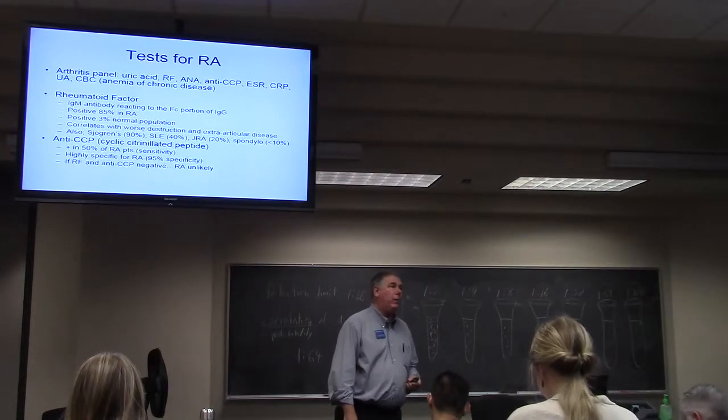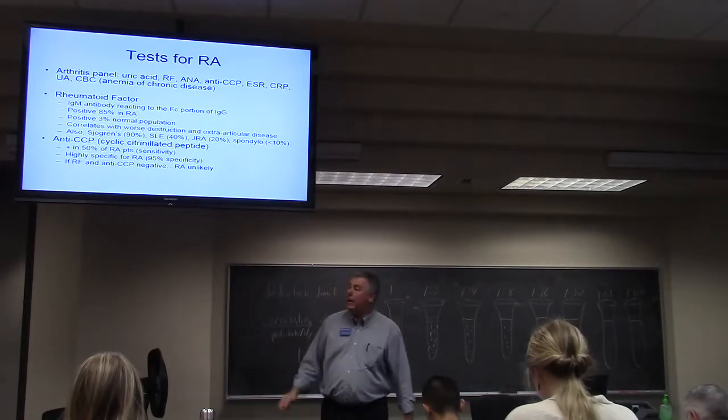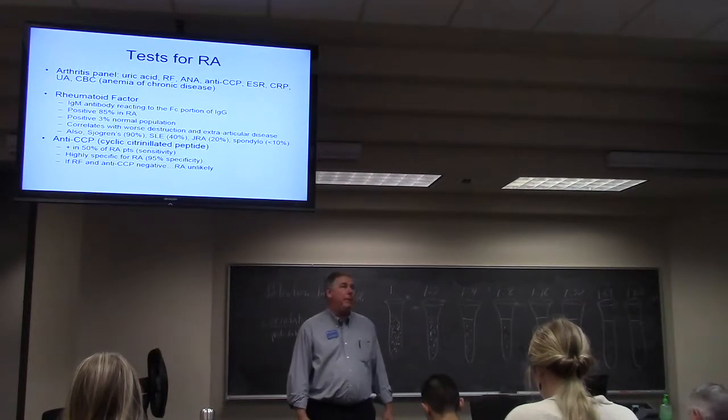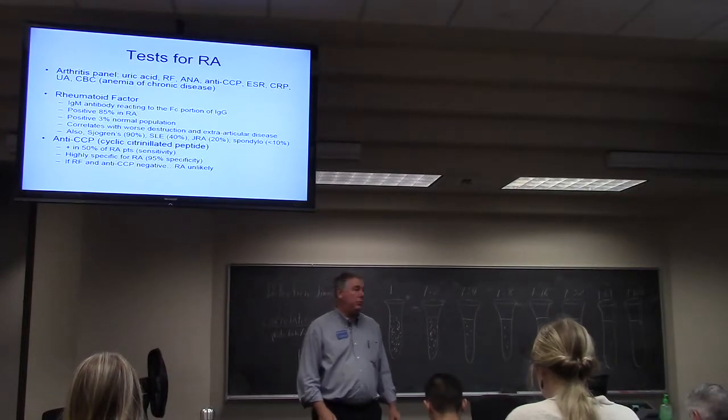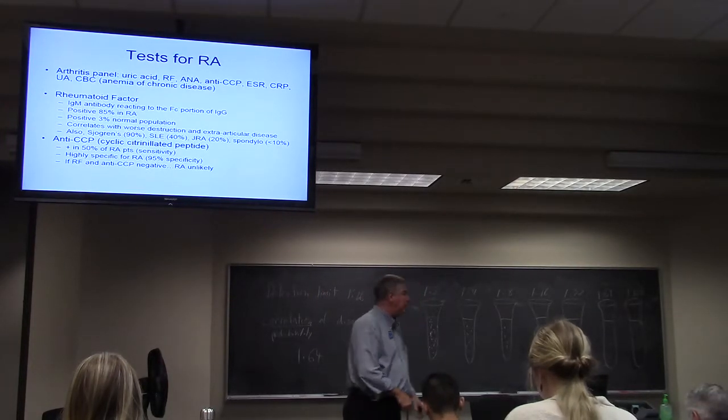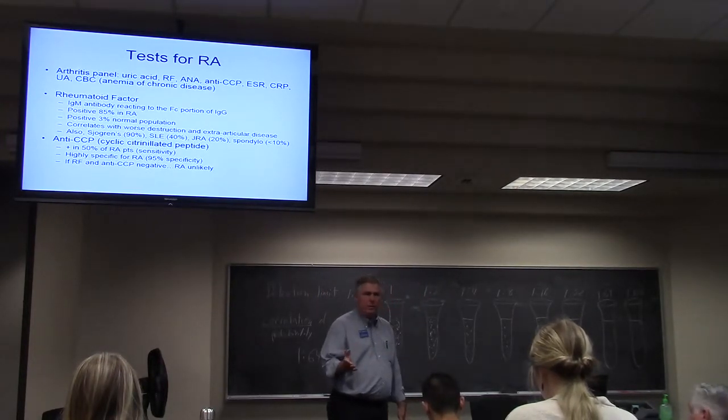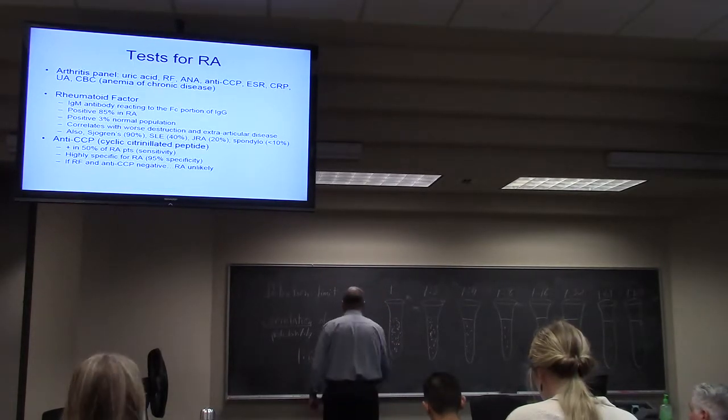And rheumatoid factor. What is rheumatoid factor? As it says here, it's an IgM antibody. It's directed against the Fc portion of IgG. You know what the Fc portion is? Somebody's shaking their head no.